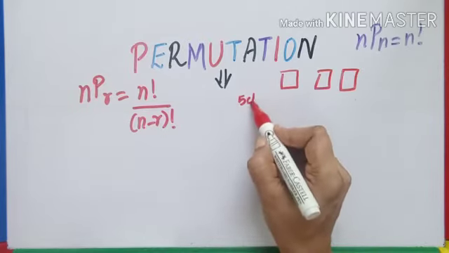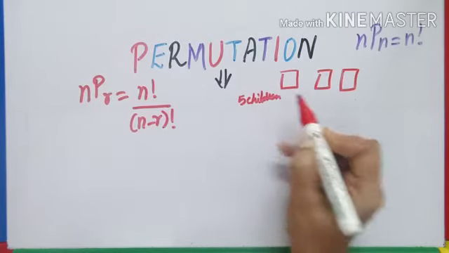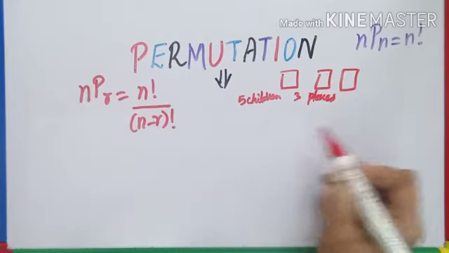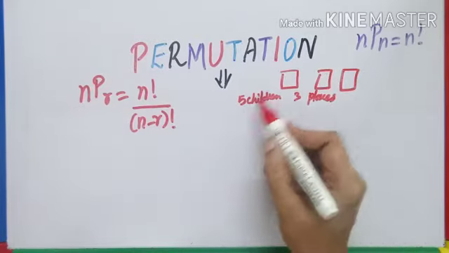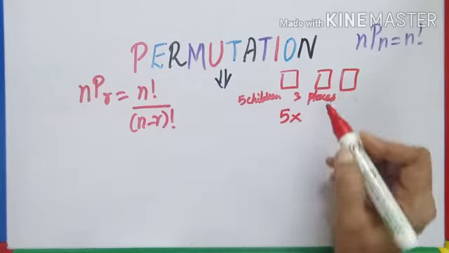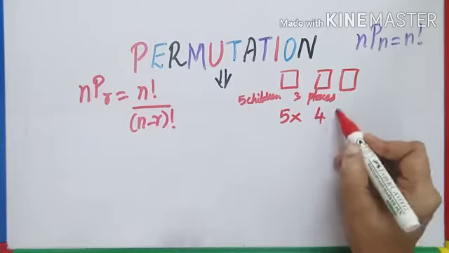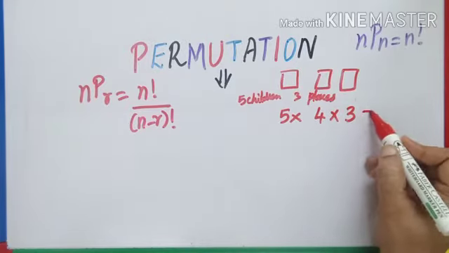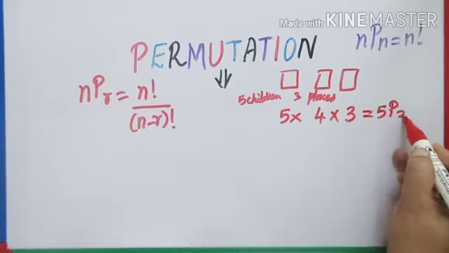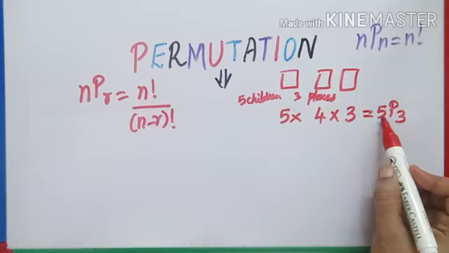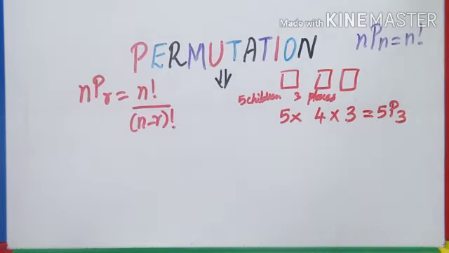Suppose there are 5 children, but there are only 3 places. How many ways can I arrange them? Here, out of the 5, 1 will go. Here, the remaining 4. Here, the remaining 3. So, these are the options. So, I will call this as 5P3. So, how to write 5P3? 5P3 is nothing but 5 into 4 into 3.